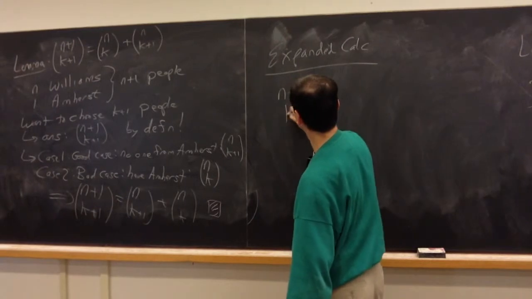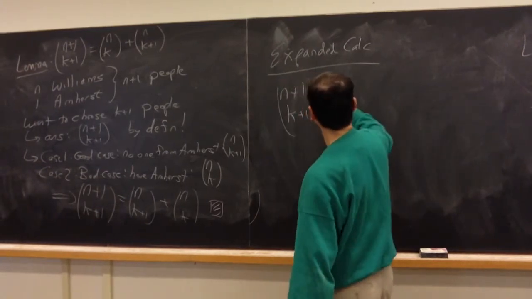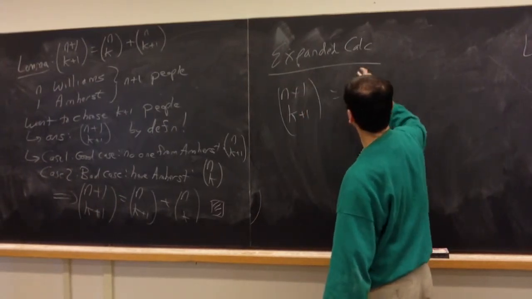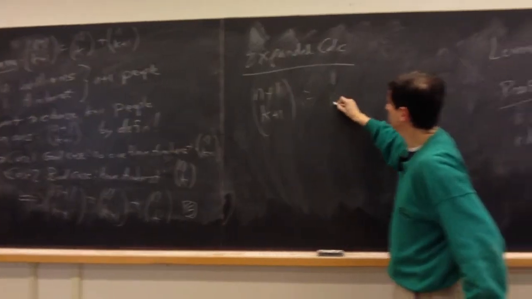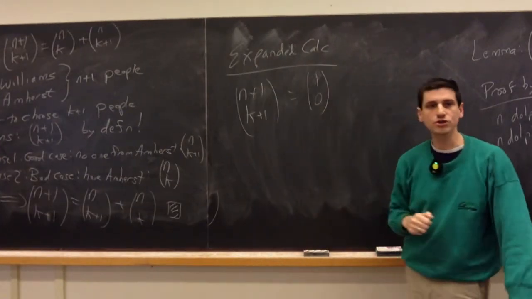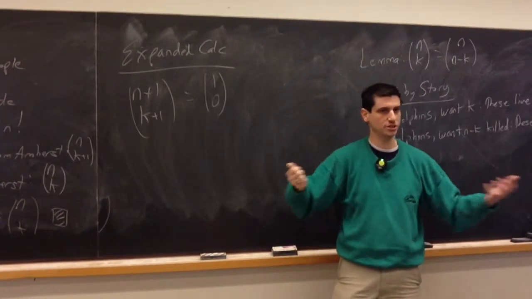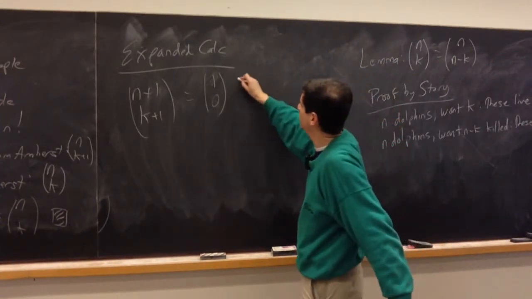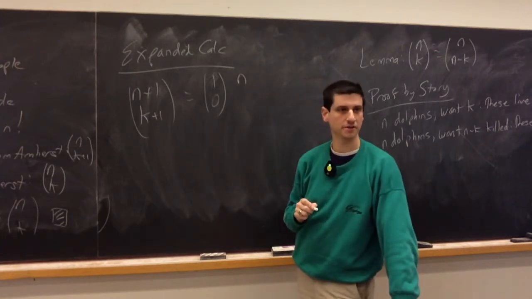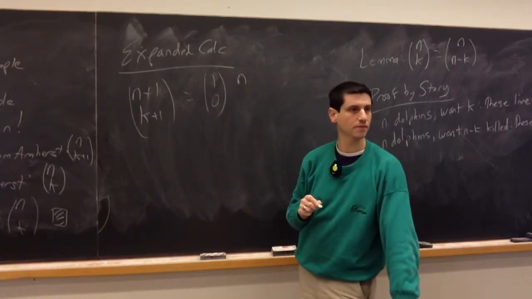N plus 1 choose k plus 1. Case 1, there's the Amherst person. I don't take the Amherst person. There's one choose zero ways of choosing no one from Amherst. That's going to turn out to be 1. And now, of the N Williams students, how many do I take? K plus 1.